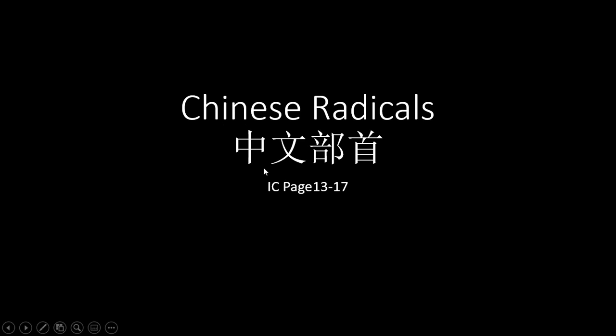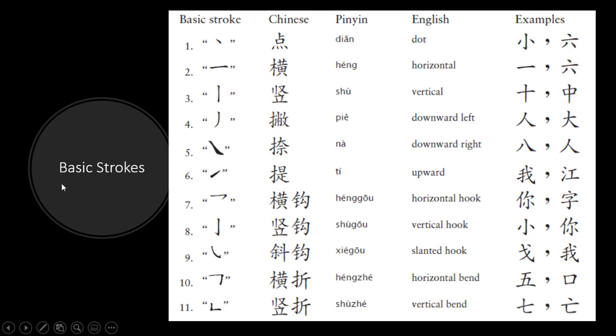Chinese radicals 中文部首第13页 to 第17页. The Chinese radicals are the rough equivalent of the Chinese alphabet. Every Chinese character is classified under a radical, the radicals being sorted by the number of strokes used in writing them. Strokes are pronounced as 笔画 in Chinese. There are 11 basic 笔画 in the Chinese writing system. These are the basic 笔画. These are their Chinese names, pinyin names, English meanings, and examples.